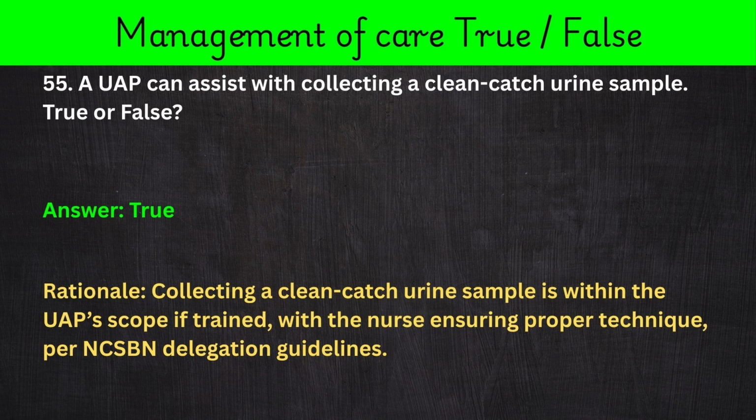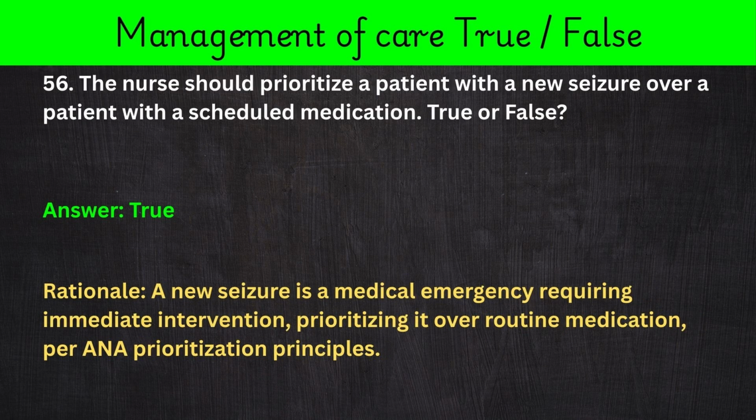True or false? Answer: true. Rationale: collecting a clean catch urine sample is within the UAP scope if trained, with a nurse ensuring proper technique, per NCLEX-PN delegation guidelines. 56. The nurse should prioritize a patient with a new seizure over a patient with a scheduled medication. True or false?